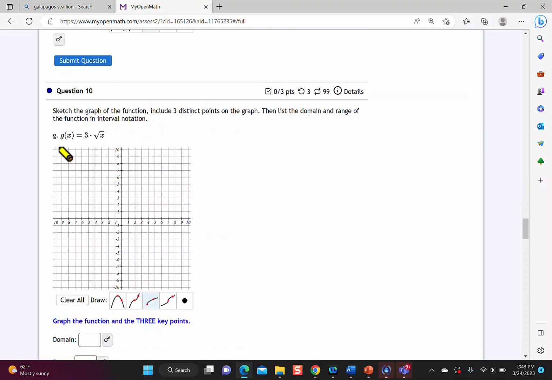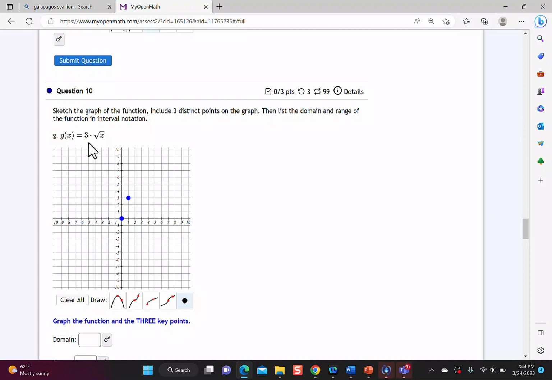Let's do one more. This one says, g of x is 3 times the square root of x. You're supposed to give 3 distinct points. With the square root of x, I want to start at the origin because this doesn't move to the right or to the left this time. And then when I'm thinking of my 3 points, they're only going to be on the right side because I have a restricted domain. So when I put in 1, I would get 3.